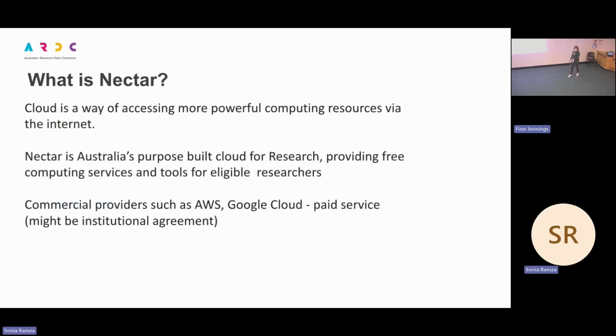So Bogdan actually gave a pretty good intro, thank you, for what Nectar is. But basically, having the cloud is having more powerful computing resources via the internet using your computer that you have at your disposal. So Nectar is Australia's purpose-built cloud for research, and it provides free computing services for eligible researchers. So as it was mentioned, yep, there are commercial providers, but these are paid, though some institutions do have agreements with these providers. I know RMIT, I think, has an agreement with AWS. So that is what it is.